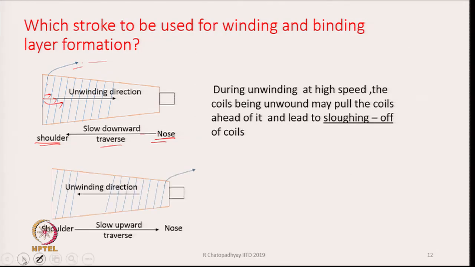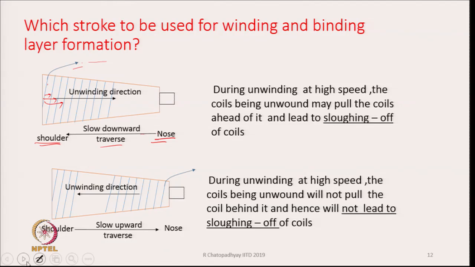Now, if we change it, the next diagram shows it: we first form the shoulder and go this way, with slow upward traverse. Then while unwinding, this is the coil which is going to be removed first, but since the next coil is behind it, this coil is not going to interfere with the coil which is behind it.